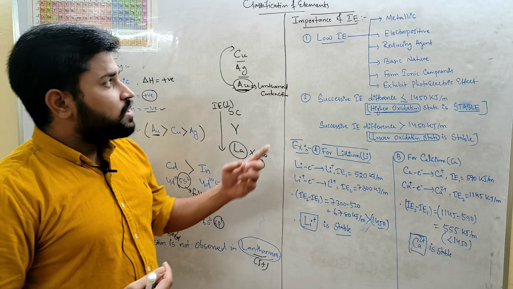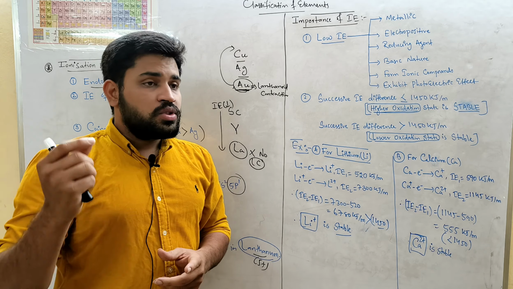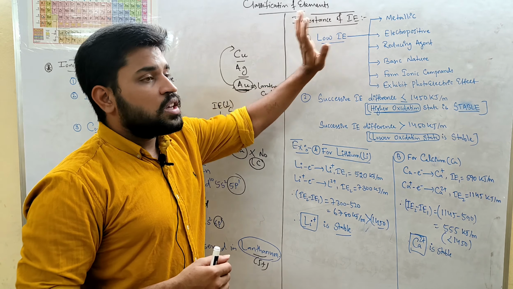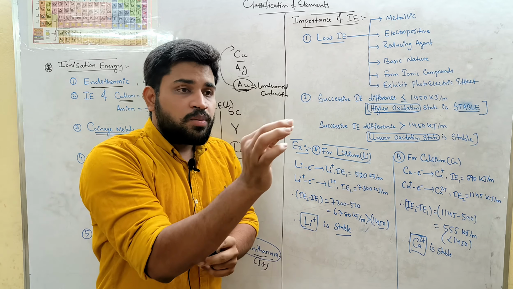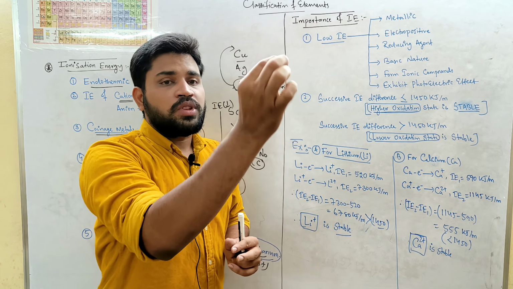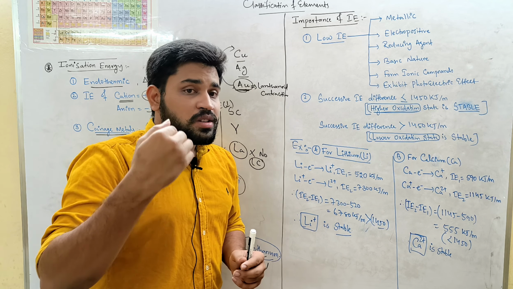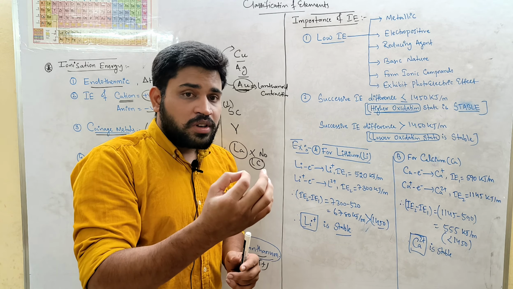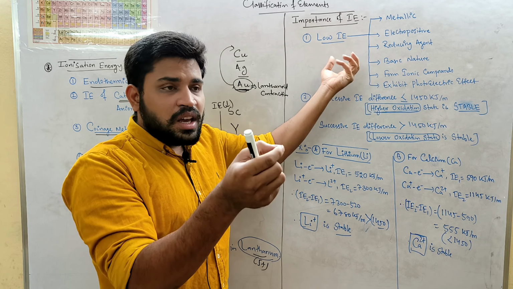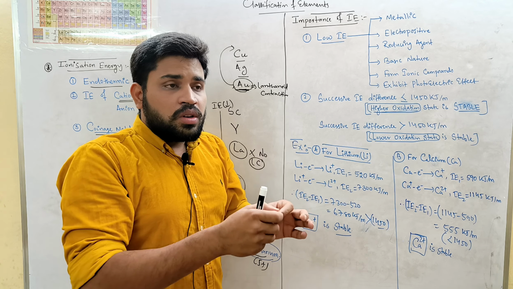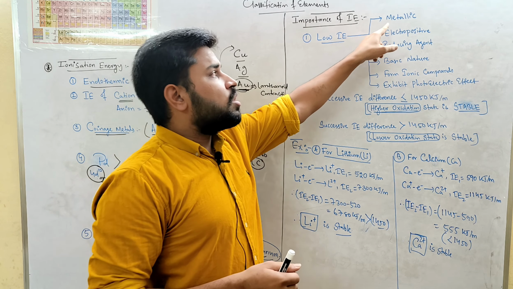Now we are going to discuss the importance of ionization energy. In this, a very important point is low ionization energy. Low ionization energy means the metal in which we are providing only less energy to remove that electron. This is possible when it has more number of shells and experiences more screening effect. When you are giving less energy to remove that electron, that means it is more metallic.